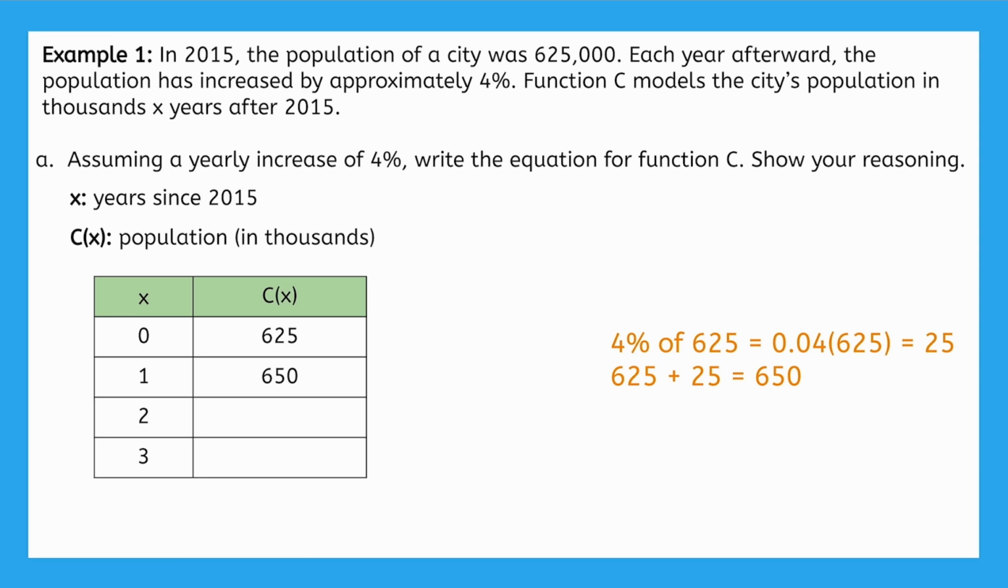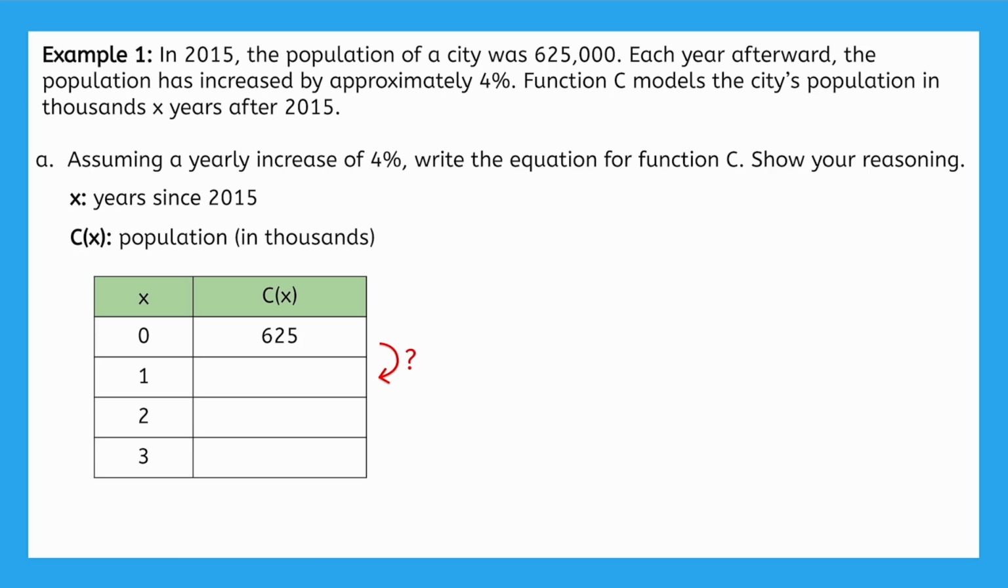If you found the values with this approach, great job! Here's the completed table for you to check your work. However, let's look for a simpler way of adding 4% to see if we can find a pattern that will help us write an equation. How can we add 4% to 625 with a single operation? Is it even possible?